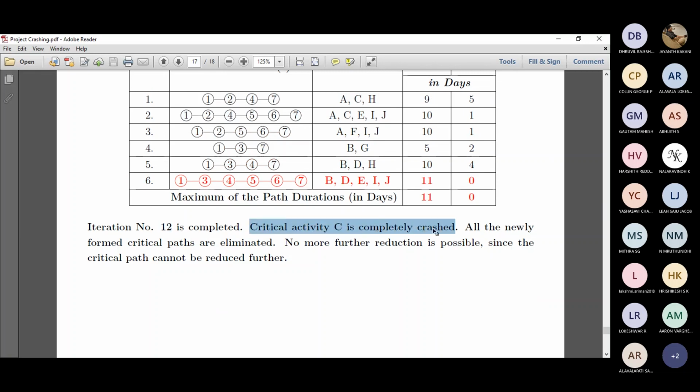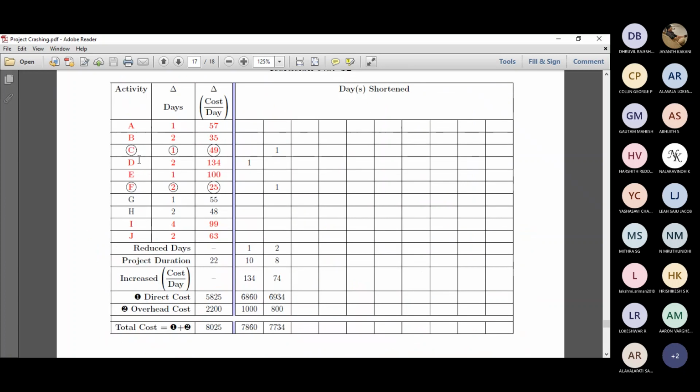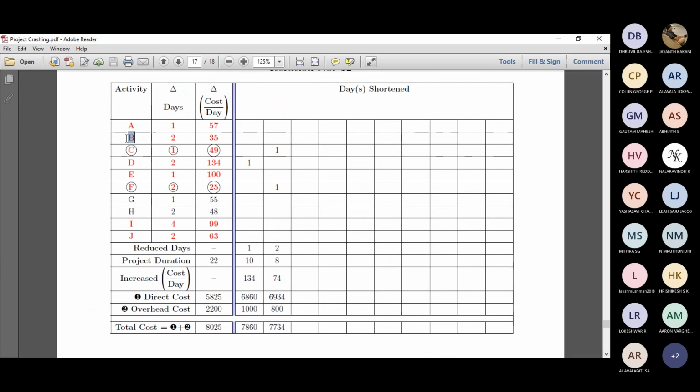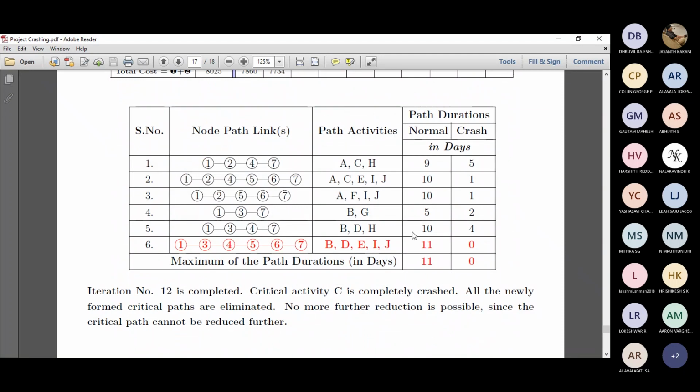And the critical activity C is completely crashed. It's 1 day, but there is time for F. You can have it, but as the algorithm terminates here, this original critical path is still a critical path now, and there is no more newly formed critical path, and it cannot be crashed further because it has got 0 duration. And why do we stop this algorithm? Because B, D, E, I, J gets completely crashed, and no more crashing is possible, and no more new critical activities, and hence the iteration is completed.